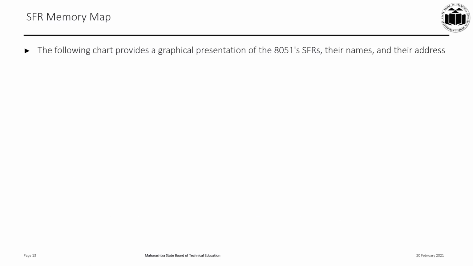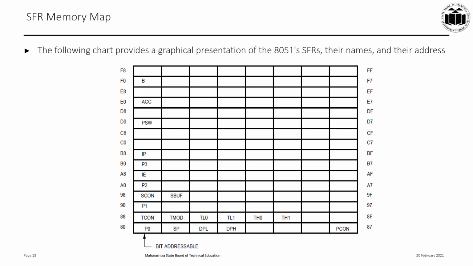You can here see the SFR memory map, wherein the following chart is showing the 8051 SFRs, their names and their addresses. The various special function registers are the accumulator, the register B, DPTR, which is DPH and DPL 16-bit combined, the program counter, stack pointer, PSW (program status word), the ports P0, P1, P2, P3, the serial data buffer, timer registers TH0, TL0, TH1, TL1, the control registers like TMOD, TCON and so on.